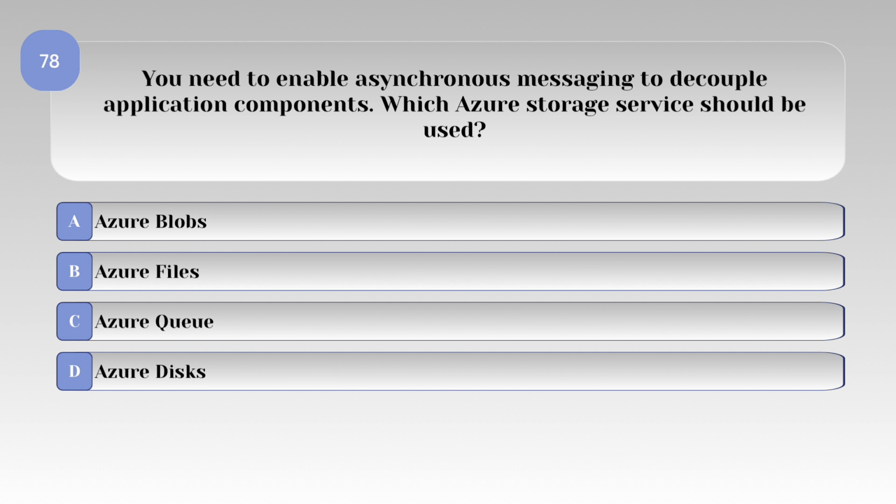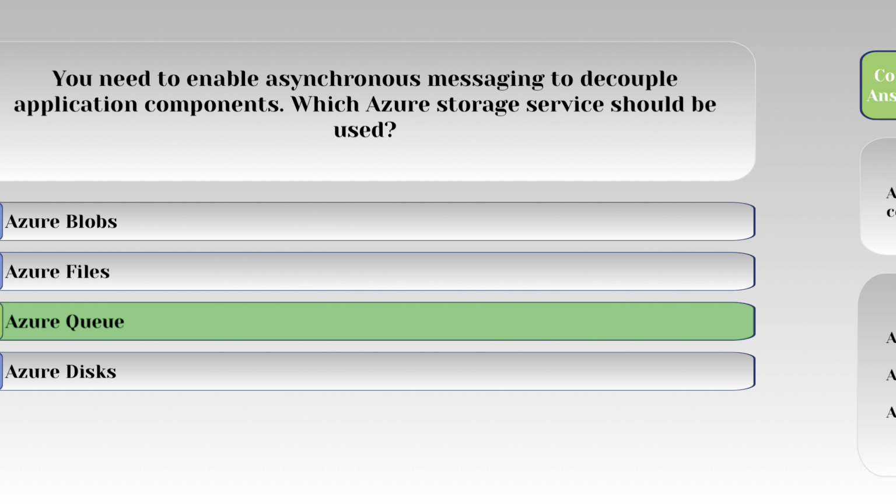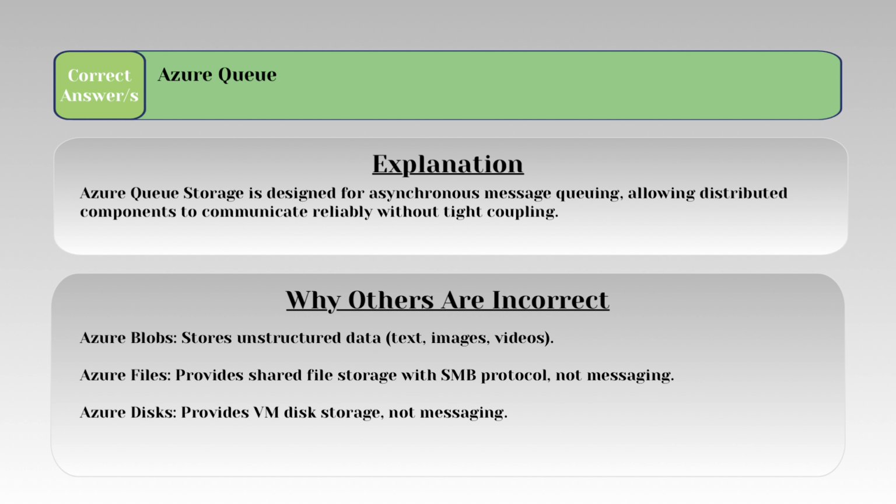You need to enable asynchronous messaging to decouple application components. Which Azure storage service should be used? Correct answer, Azure Queue. Explanation: Azure Queue storage is designed for asynchronous message queuing, allowing distributed components to communicate reliably without tight coupling. Why the other options are incorrect: Azure Blobs, stores unstructured data like text, images, videos.